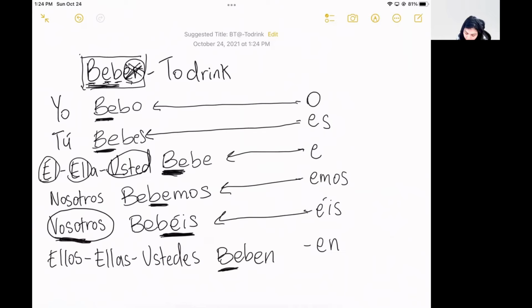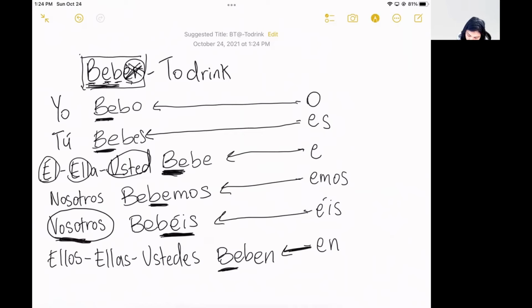Ellos beben agua todos los días. They drink water every day. Ellas beben agua todos los días. They drink water every day. Ustedes beben agua todos los días. You all drink water every day. We brought over the ending as well here.